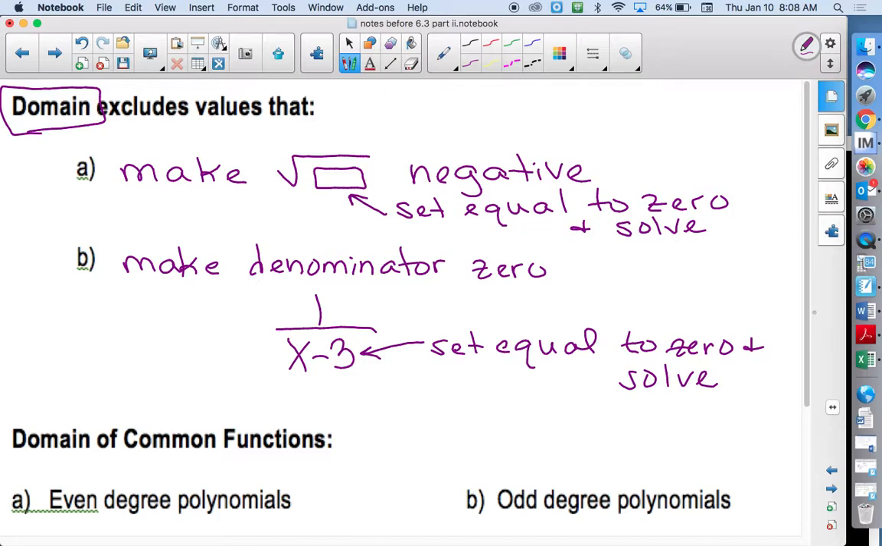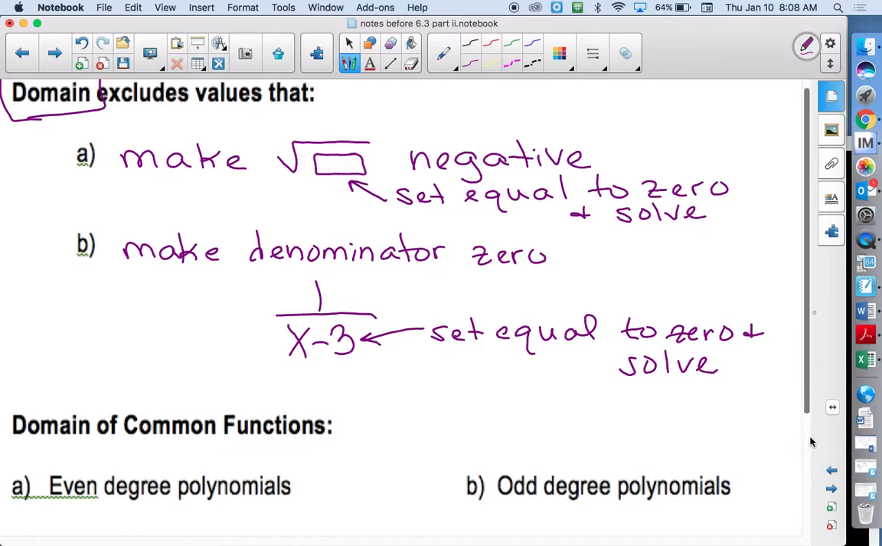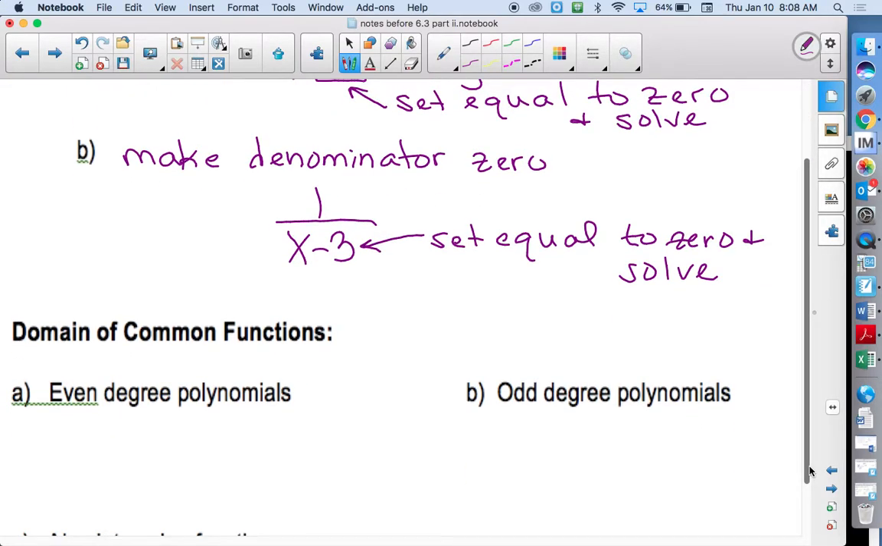So a square root, you can't have a negative underneath the square root. A fraction, you can't have a 0 in the denominator. Those are two restrictions that we say are happening with the domain. The other part underneath that says the domain of common functions, this is what we did on the little warm-up.